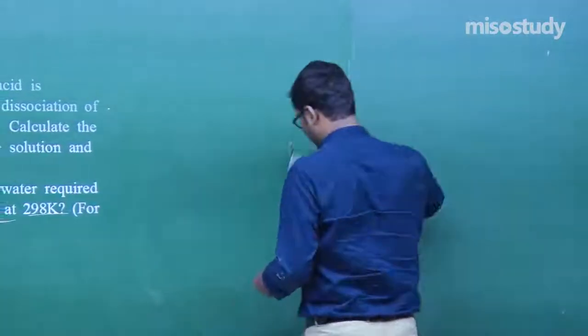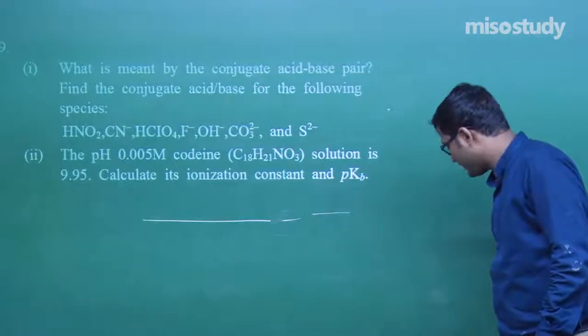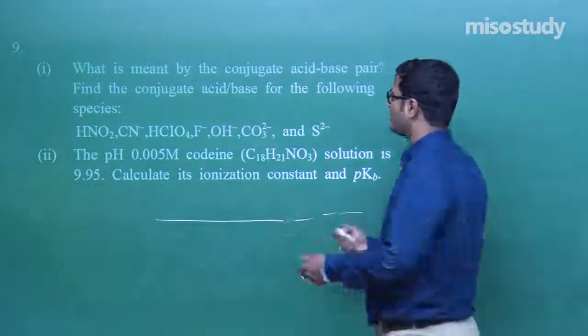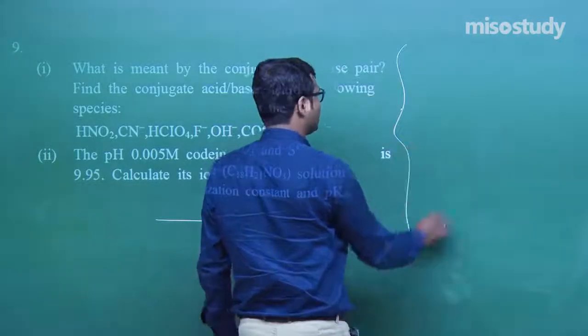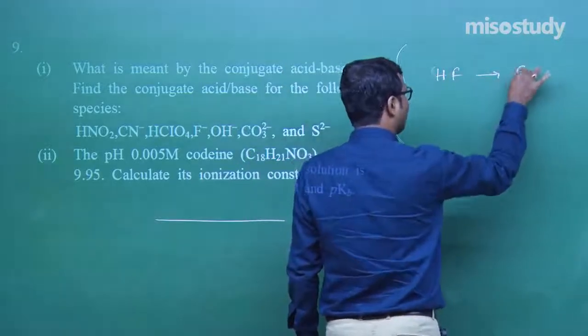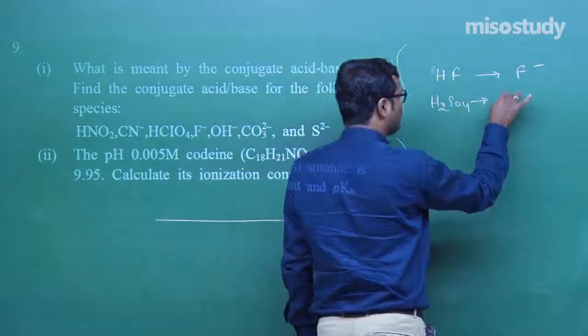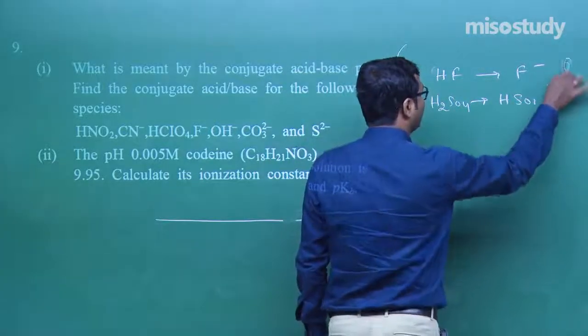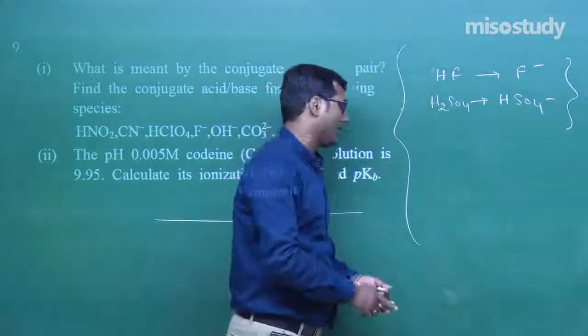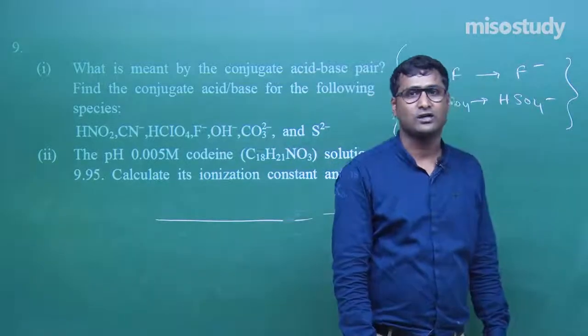number 9. What is given in question number 9? Check it out. What is meant by conjugate acid base pair? It is very simple, Bronsted-Lowry concept. Conjugate acid base pair. If I write here HF, the conjugate base is F minus. If I write here H2SO4, what is the conjugate base? HSO4 minus. That is the conjugate acid base pair, differing by 1 H plus, 1 proton. That is the Bronsted-Lowry concept.